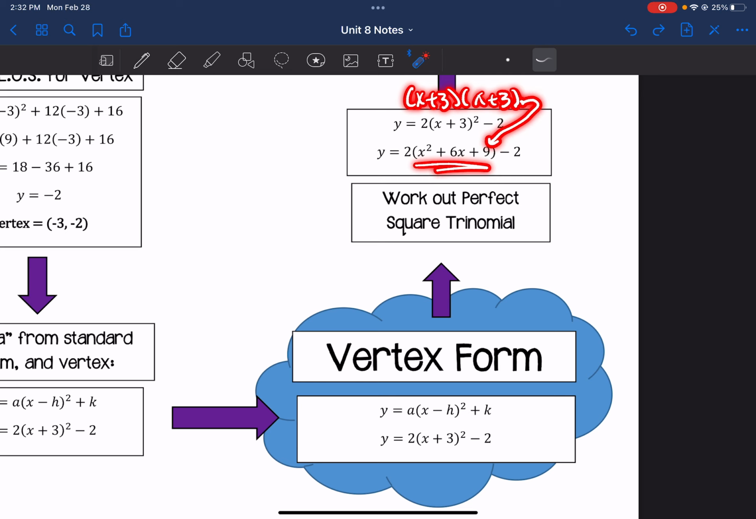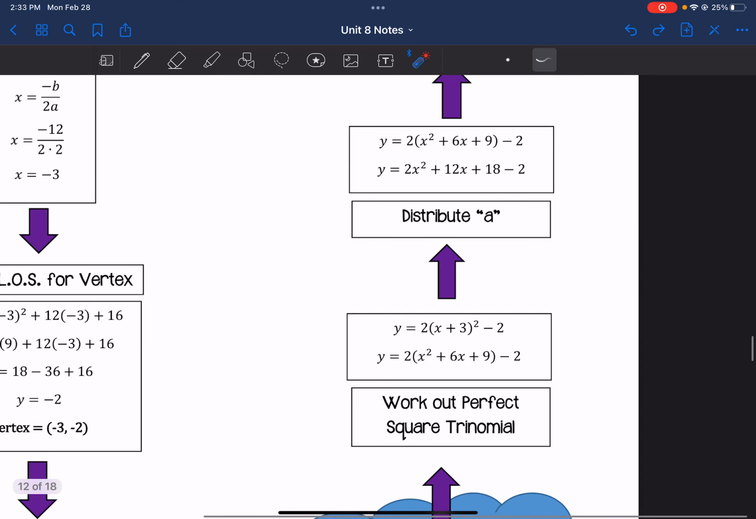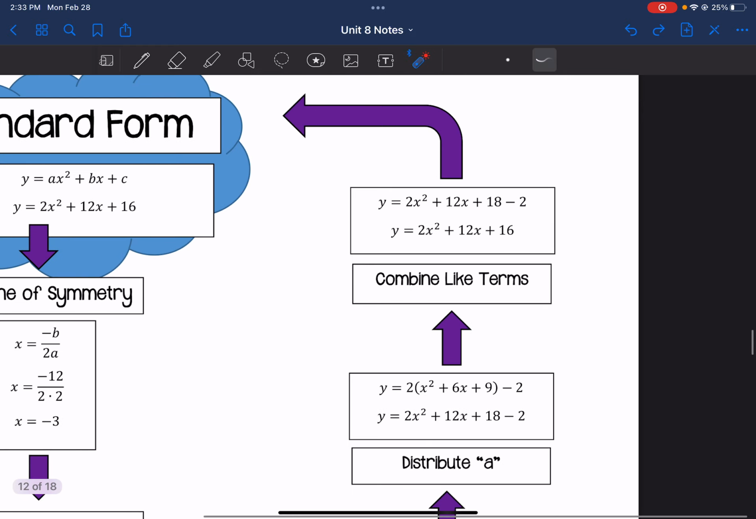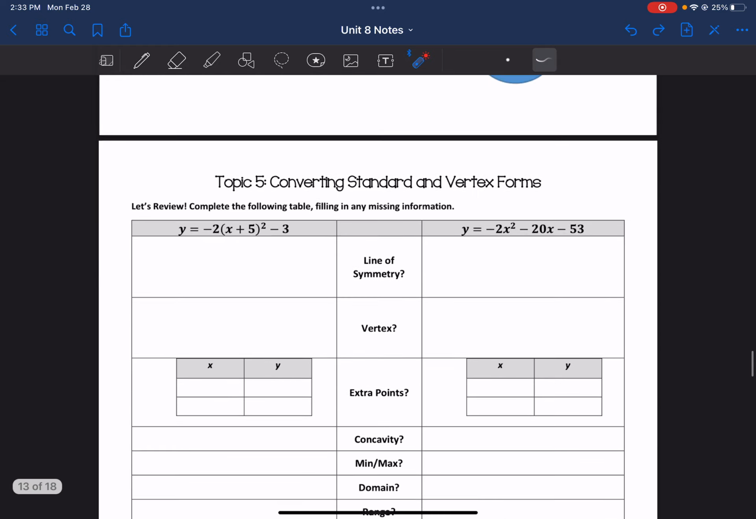Then I still have this 2 on the outside and then minus 2. What do I need to do next? I need to do the distributive property. I need to multiply this 2 to each term here, and that's how I get 2x squared plus 12x plus 18, and I still have to combine like terms. When I combine this negative 2 and the 18, I get 16, and then you're done. I know that was kind of fast, so let's go and do 2 examples and we'll be all right.